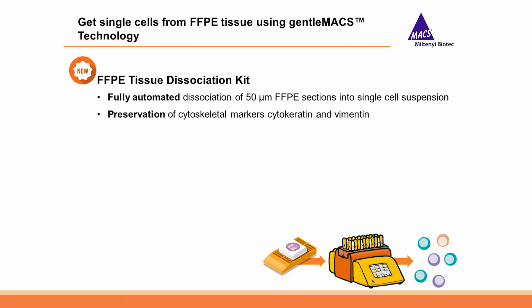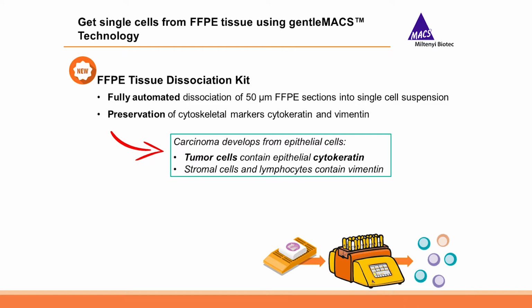And since the beginning of the year, we have launched a new tissue dissociation kit, the so-called FFPE Tissue Dissociation Kit. This is fully automated dissociation of up to two 50 micrometer FFPE sections into a single cell suspension, and it is validated to preserve the cytoskeletal markers cytokeratin and vimentin. Cytokeratin and vimentin can be used to analyze carcinoma samples because carcinoma develops from epithelial cells.